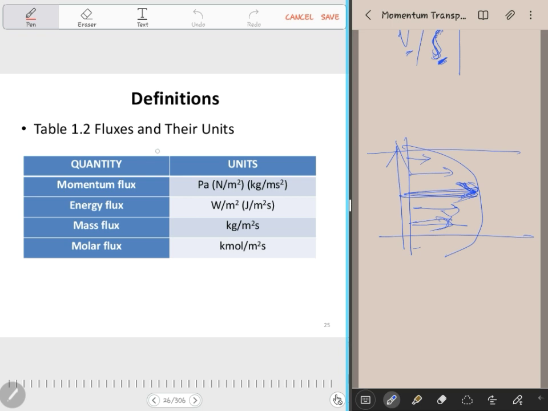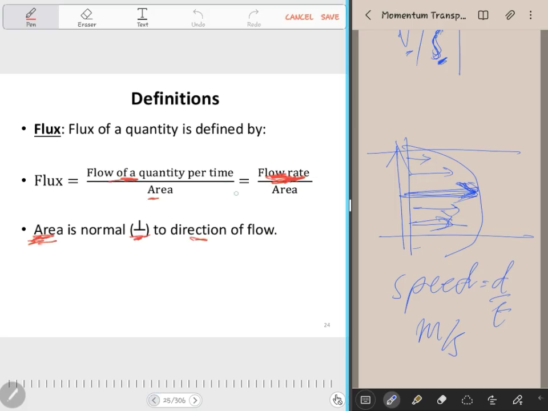Okay, so you see these are fluxes and then their units. As I was saying, it is not always that we have something like speed, which is distance per time, or meters per second. So you see these are other ones. Momentum, right? Energy, so you see joules. I was talking about flow rate here, but now they've introduced area. So the flux is flow of a quantity per unit time per unit area. So it's like flow rate per unit area.